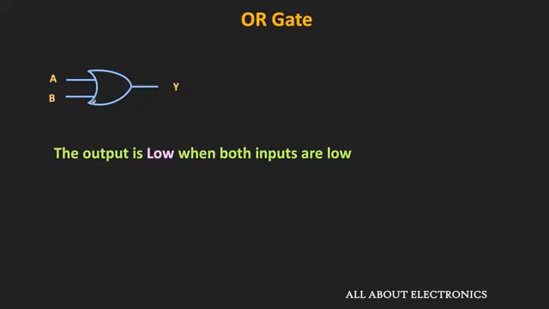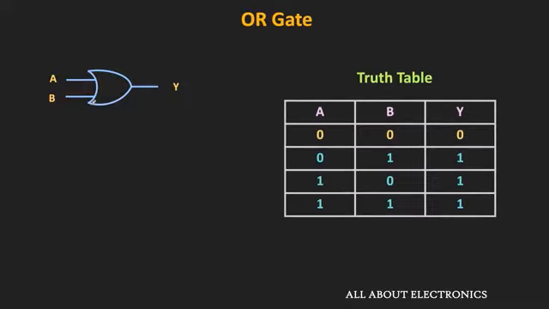So let us understand it with the help of the truth table. So here is the truth table of the two input OR gate. For the two inputs A and B, there are a total of 4 different combinations. In case of the OR gate, the output is low whenever both inputs are low, or logic 0. And if any of the two inputs is high or both inputs are high, in that case, the output of the OR gate will be equal to high.